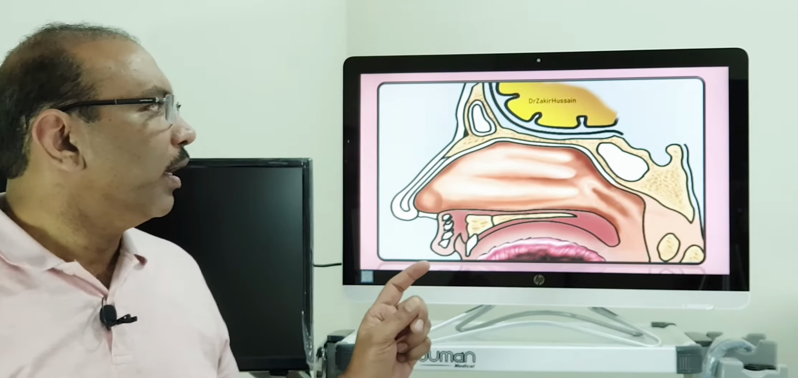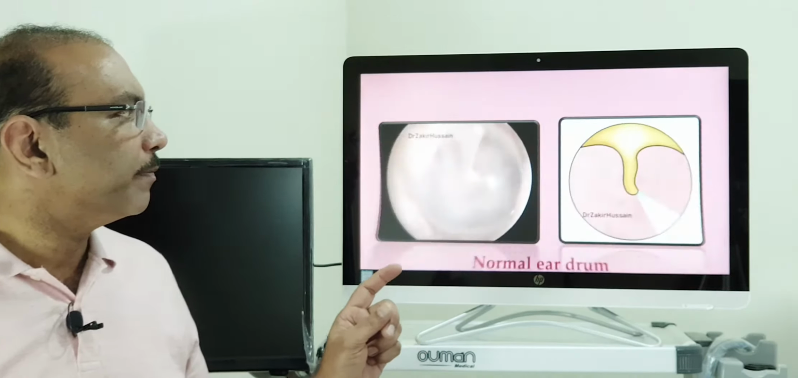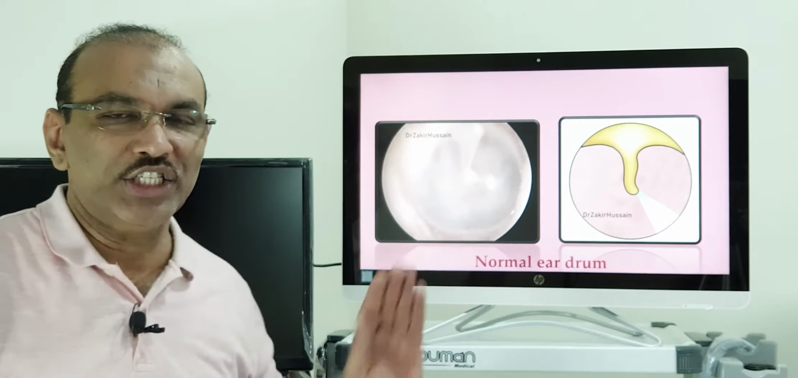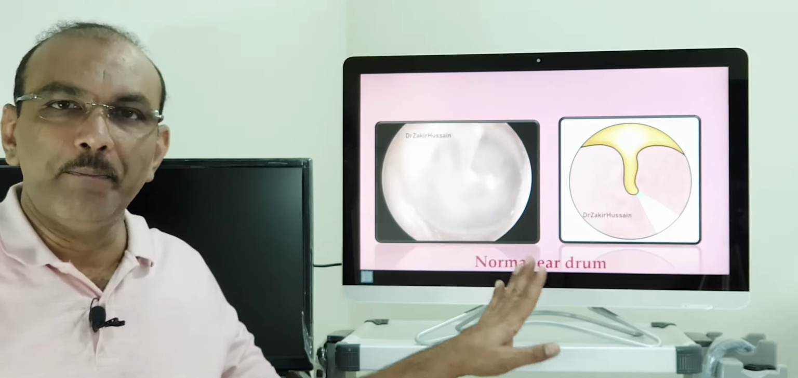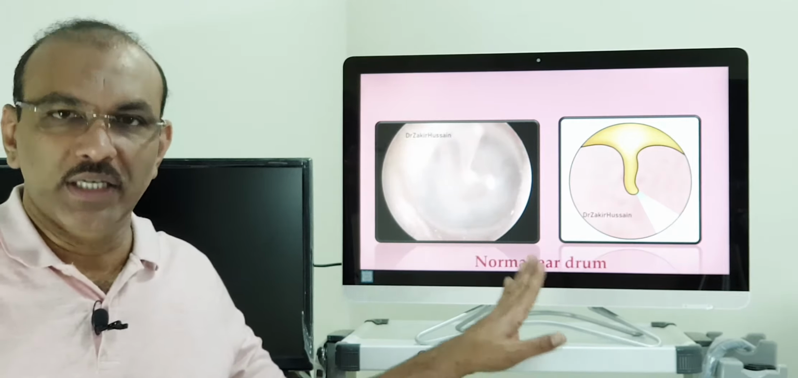Now, coming to the appearance of the eardrum. This is a real photograph and this is a diagram. If you look at this photograph, you can see that the eardrum is glistening, grey or silvery in color, and when you see with the camera or the light, you can see a light reflection in one particular part, which is mostly anterior. This is the normal appearance of the eardrum.